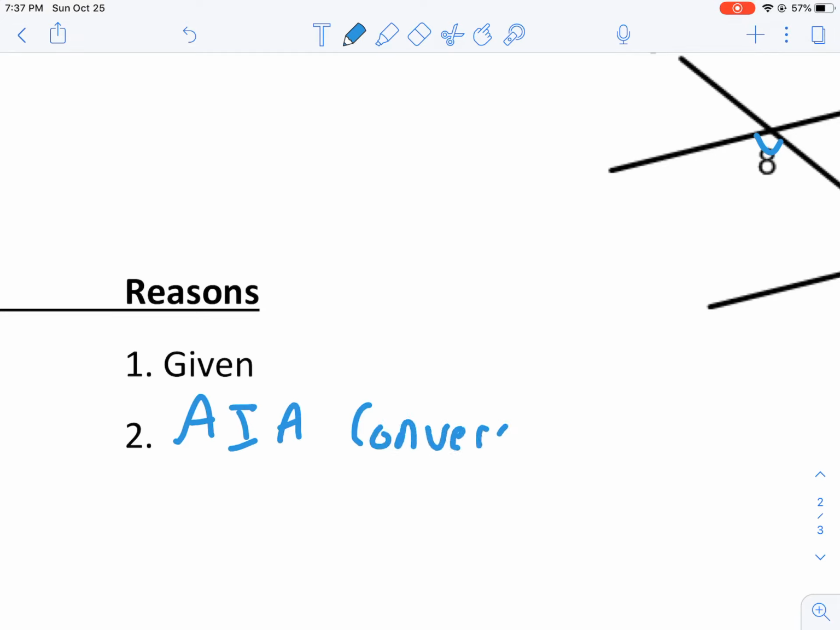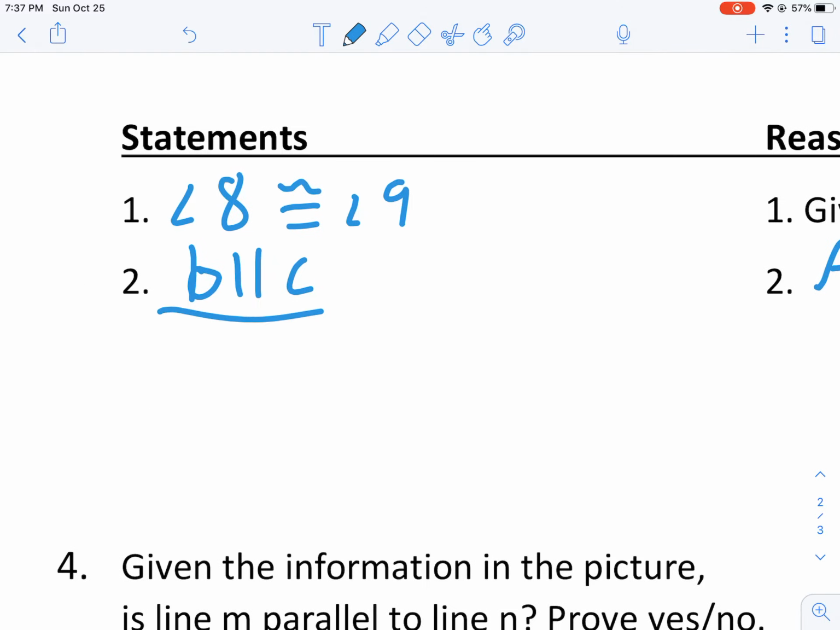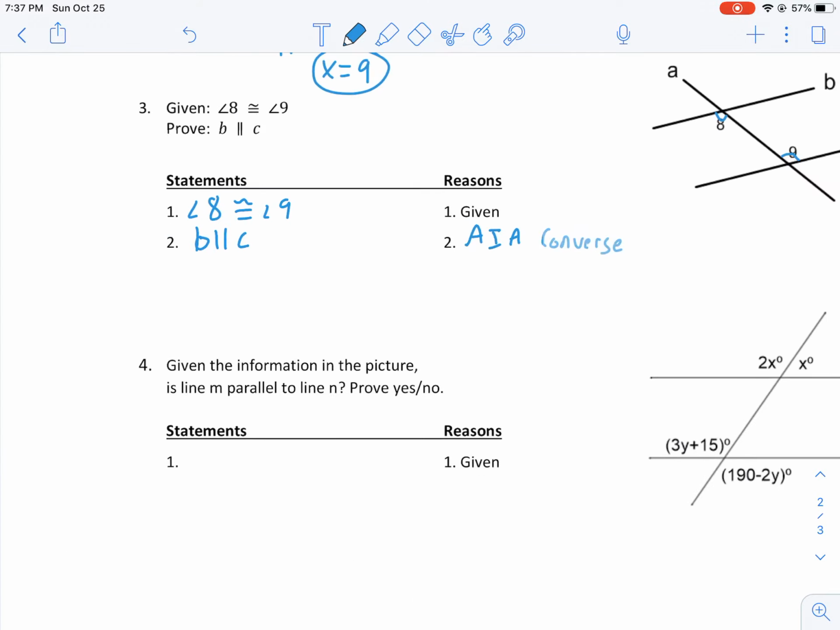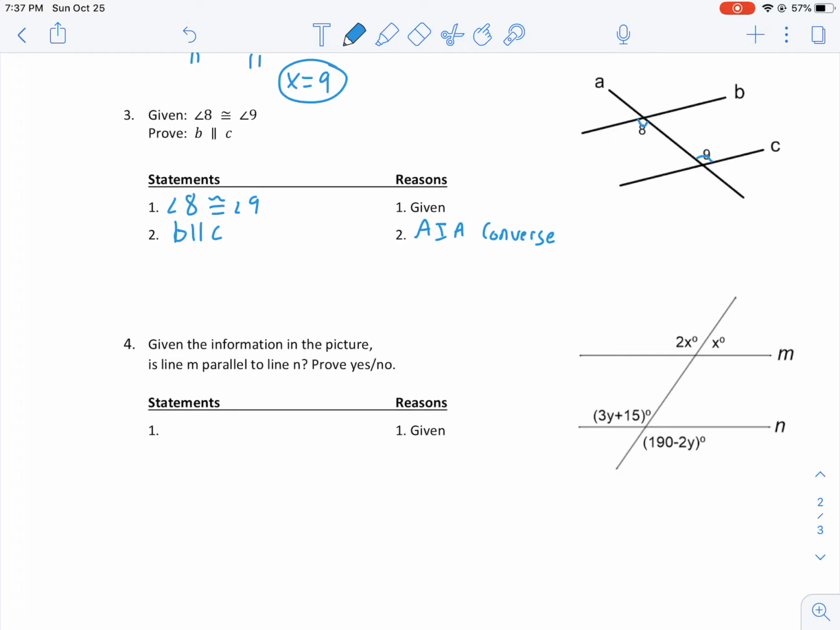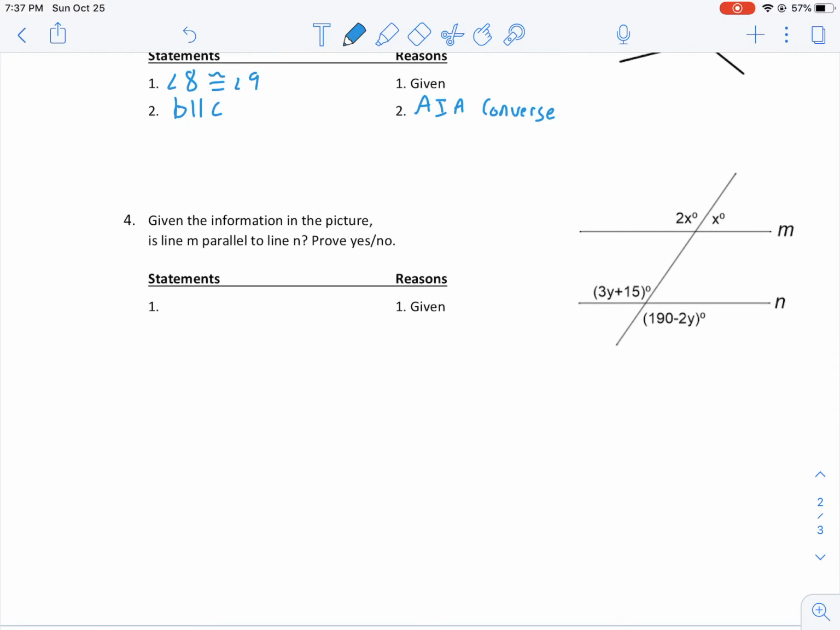So the converse is always used when you're trying to prove lines are parallel. It's not used for anything else. Last one. Given the information in the picture, is line M parallel to line N?